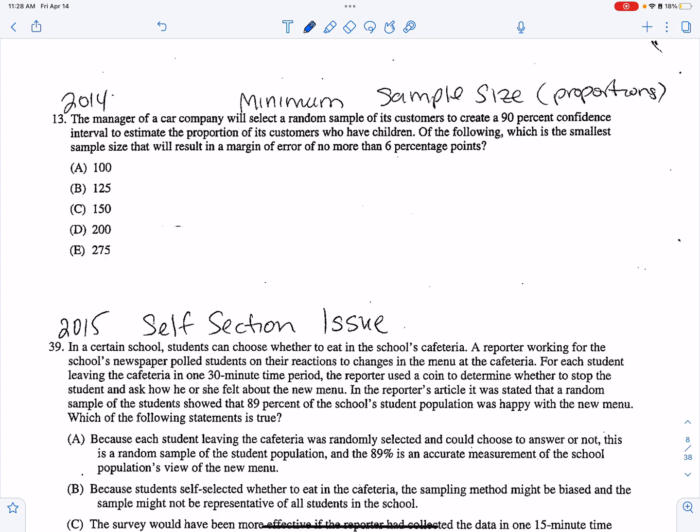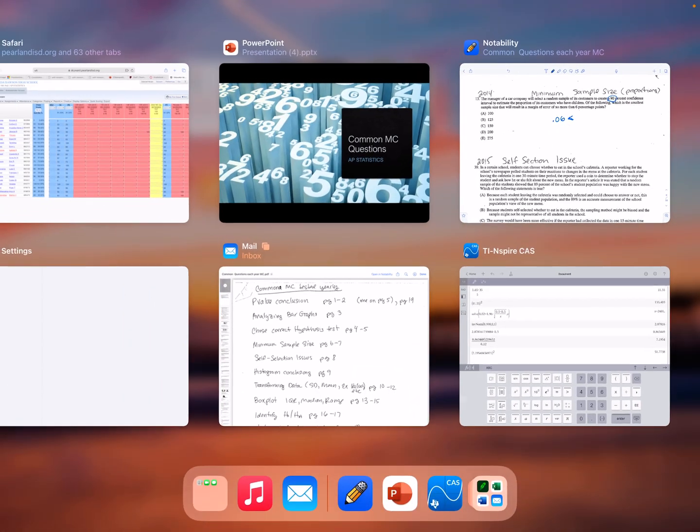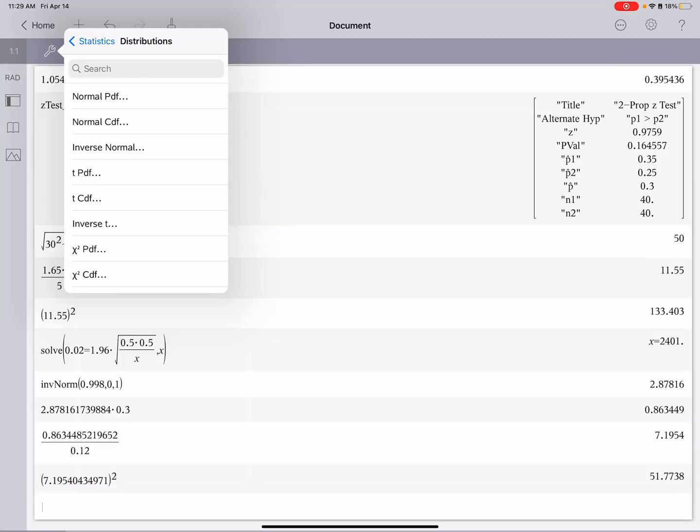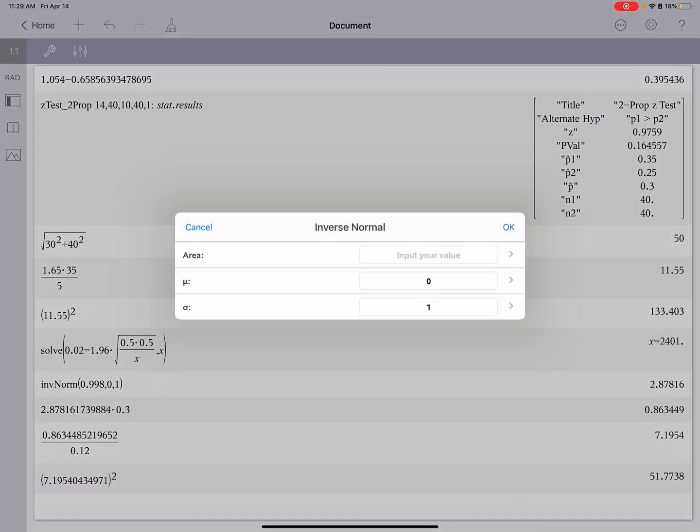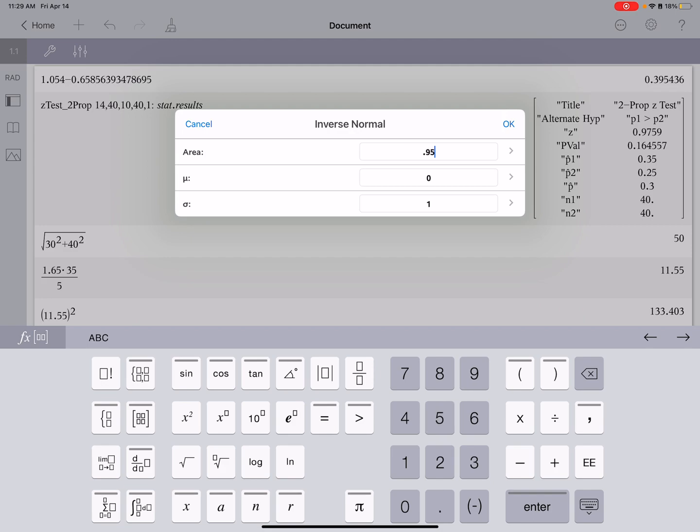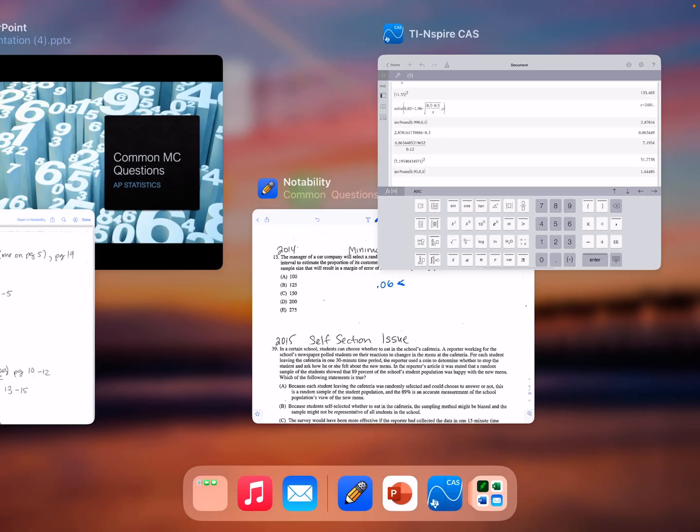Okay, go ahead and try this one. The same thing. You're going to be putting in 0.06 is no more than, and this is a 90% confidence interval. So for a 90% confidence interval, let's just show this one. We're going to use inverse norm. For 90% confidence, we have to use 0.95 because I have to grab the tail, and it's 1.644.